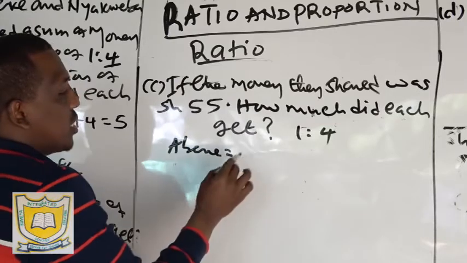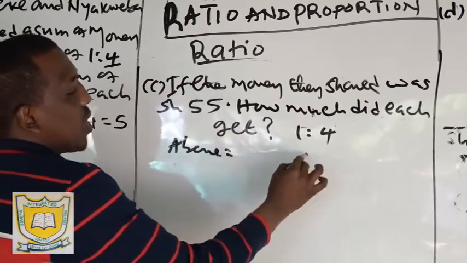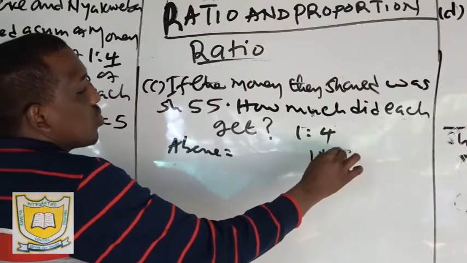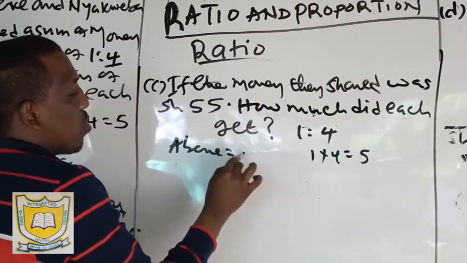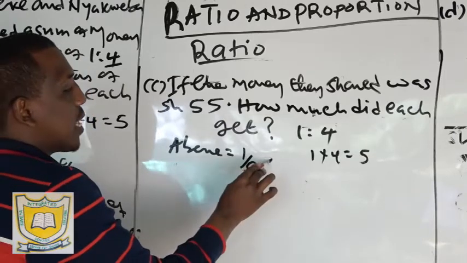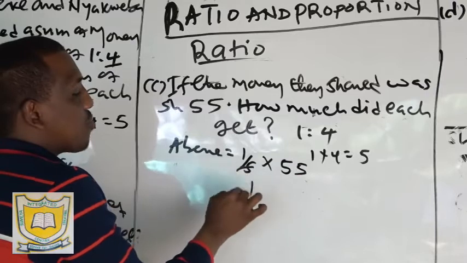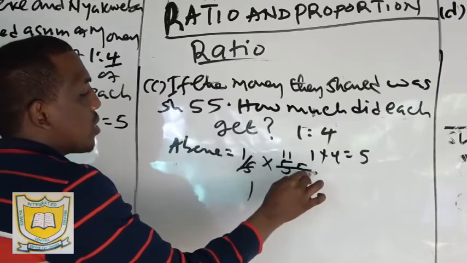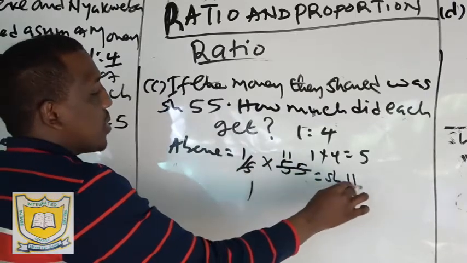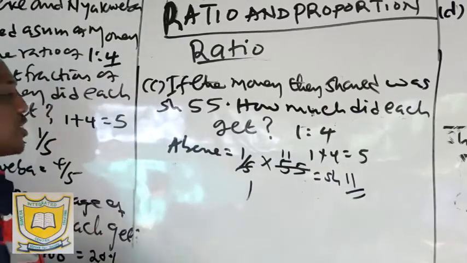For Apere, the amount of money he will get from 55: I said you add the two ratios, 1 plus 4, which is equal to 5. So Apere will be 1 out of 5. That's the fraction we said. Now times the money that we shared, 55. 55 by 5 is 11, which is equal to shillings 11. Apere got shillings 11.